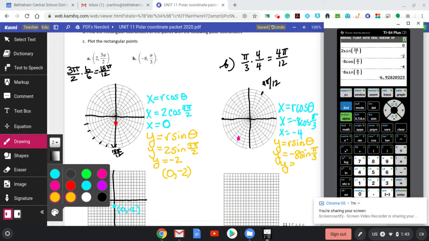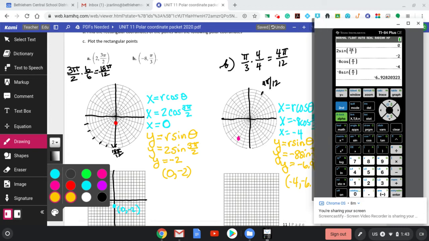And okay, so we get a little decimal action. That's nothing to be concerned about. Just round it. Okay, so I'm going to say about -6.9 on that one. Okay, so my coordinates end up being -4, -6.9.